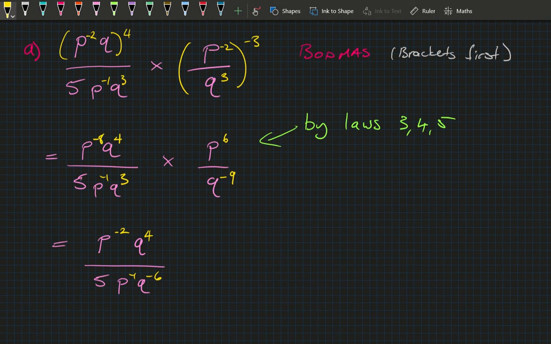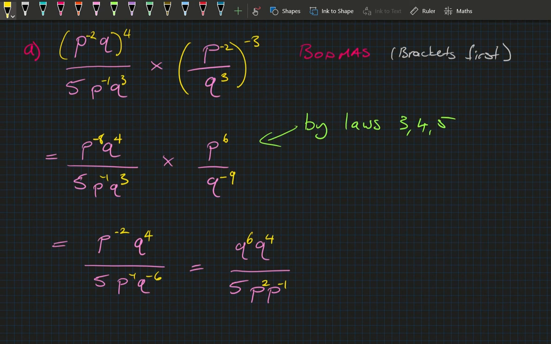If I move that q to the minus 6 from the denominator into the numerator, it becomes q to the 6. And if I move the p to the minus 2 from the numerator to the denominator, it becomes p squared. Now you might be asking, why didn't I move the p to the minus 1 to the numerator? Well, I was planning ahead to use index law 1.